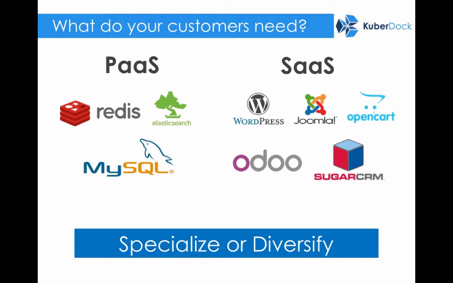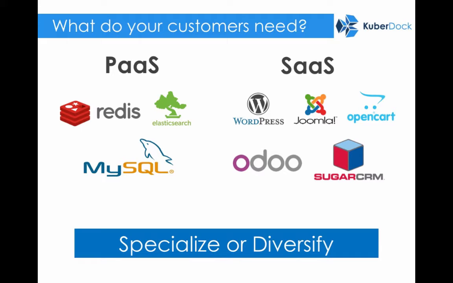First of all, if you think about it, we have two different concepts. One concept is platform as a service. That's where you give your customers things like MySQL, ElasticSearch, Redis database, something they need to run their applications. And then there is the software as a service side where you provide WordPress, Joomla, shopping cart, CRM, anything like that. And while from KuberDoc perspective it might seem fairly the same, from your perspective, from a marketing and positioning perspective, it might be quite different.